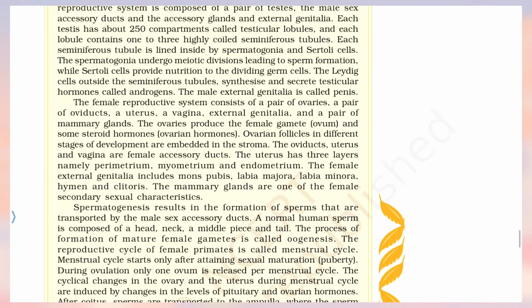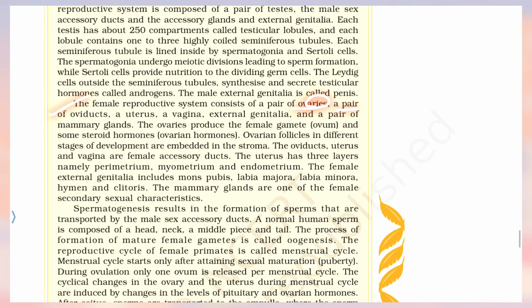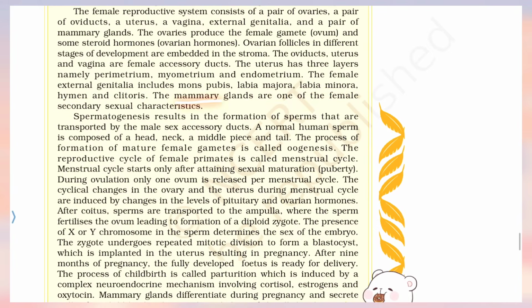The female reproductive system consists of a pair of ovaries, a pair of oviducts, a uterus, a vagina, external genitalia, and a pair of mammary glands. The ovaries produce the female gamete, the ovum, and some steroid hormones called ovarian hormones. Ovarian follicles in different stages of development are embedded in the stroma. The oviducts, uterus, and vagina are female accessory ducts. The uterus has three layers, namely perimetrium, myometrium, and endometrium. The female external genitalia includes mons pubis, labia majora, labia minora, hymen, and clitoris. The mammary glands are one of the female secondary sexual characteristics.